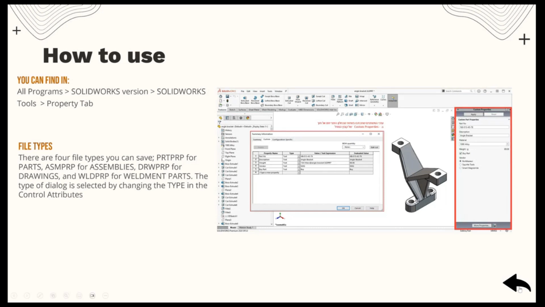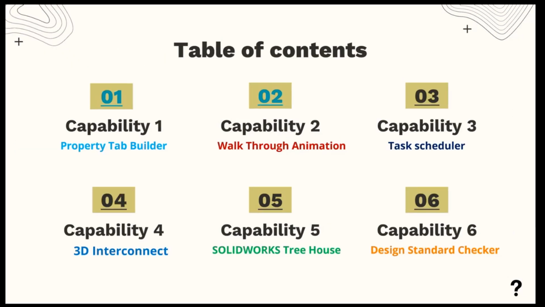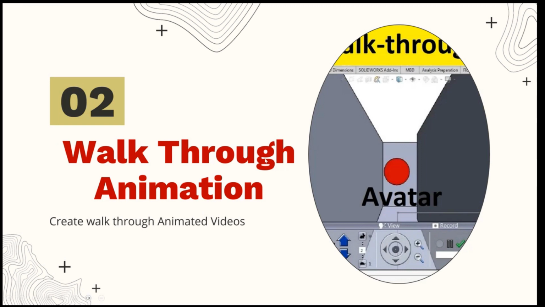And now let us move on to the second capability. Capability 2 is walkthrough animation. What is walkthrough animation? Walkthrough animation in SolidWorks refers to the process of creating a dynamic virtual tour of a 3D model or design created in SolidWorks. This type of animation allows viewers to navigate through the model as if they were physically walking through it, providing a detailed and realistic visualization of the design.